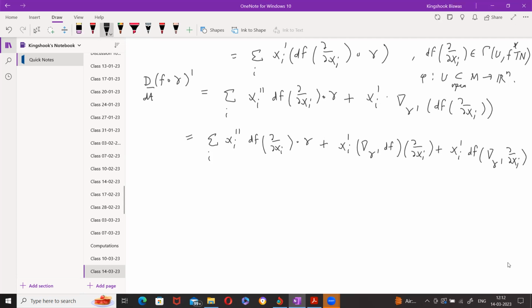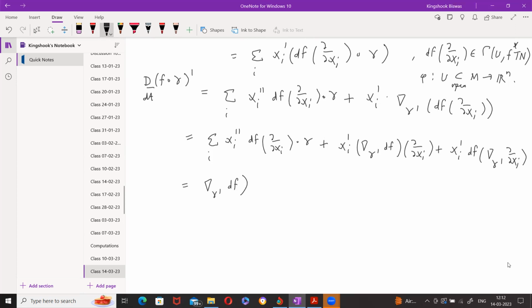Okay. So now I can put these terms together as follows. This term here, what is this? This xi prime I can put inside. And so then, when I sum over i, I'll get basically nabla gamma prime df.